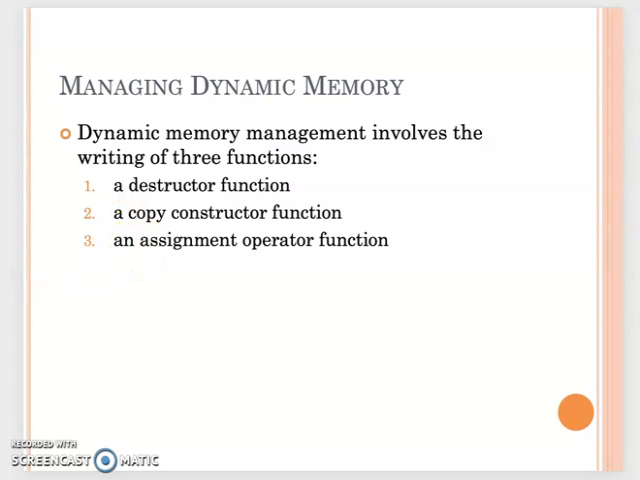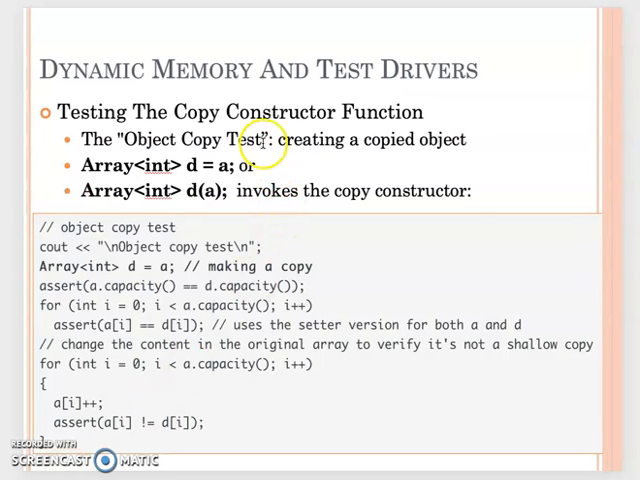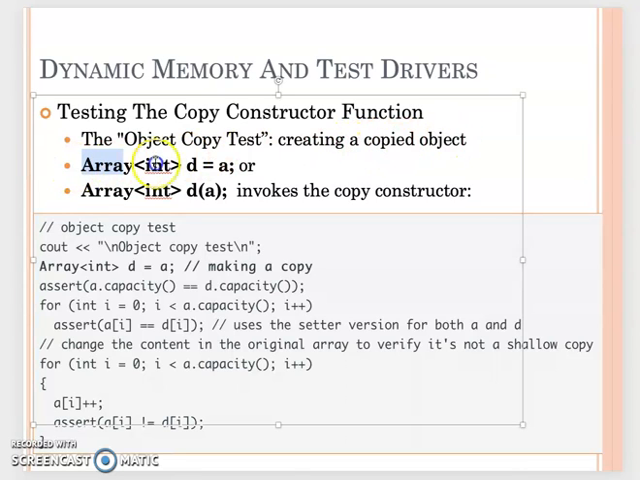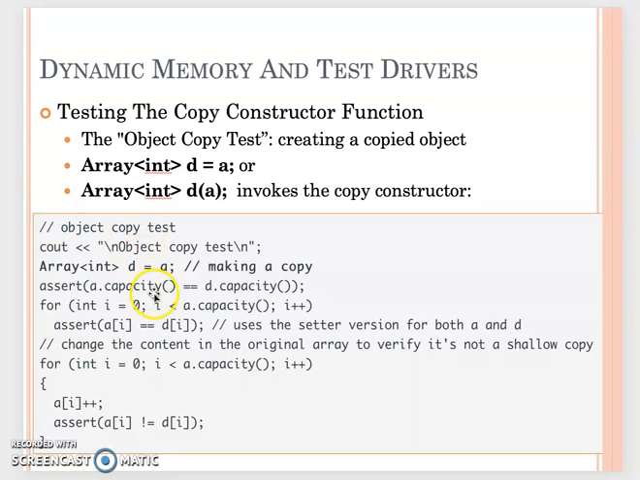The next one I want to talk about: first, how to test our copy constructor. To invoke a copy constructor, we need to create a new array. We either create a new array and at the same time assign it from the old array, or you declare an array and have the original array passed by parameter. Either of these two statements will invoke the copy constructor. So here is the sample code for how you will test your copy constructor.